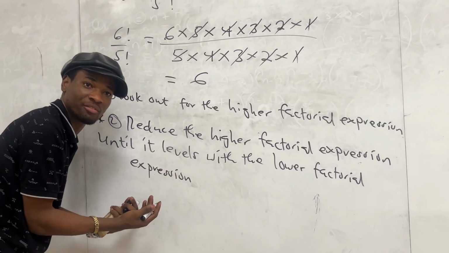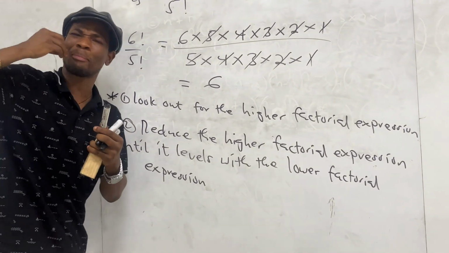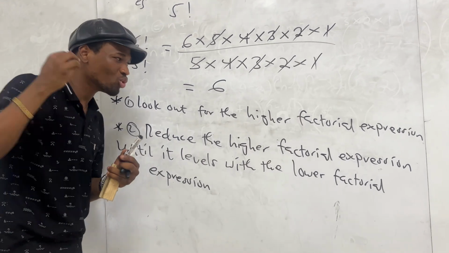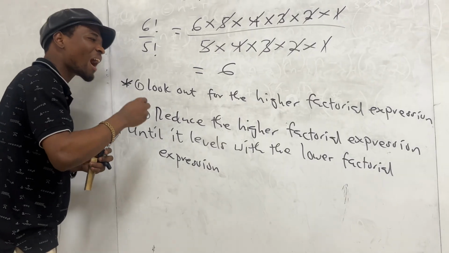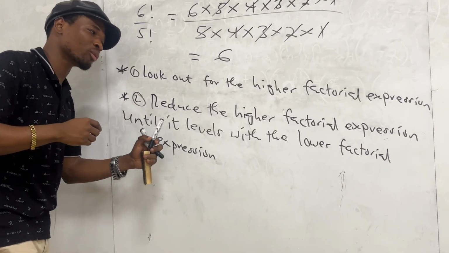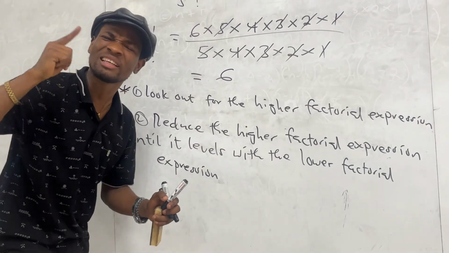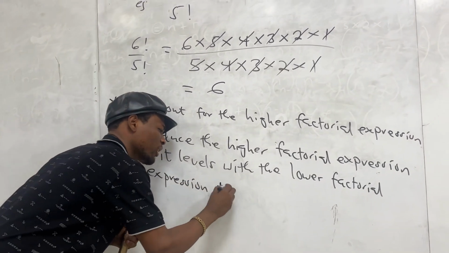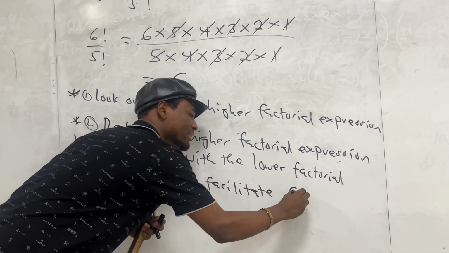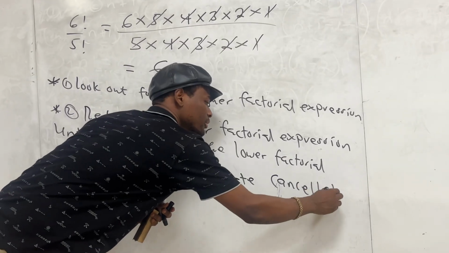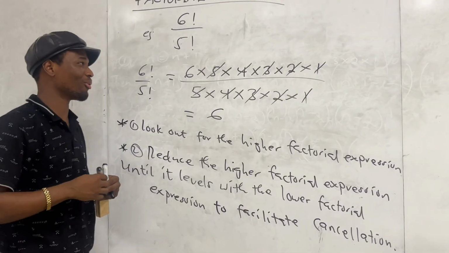Why are we doing this? Viewers, please, we don't memorize mathematics. You should be able to appreciate. Whatever you do, there should be a reason. So we are reducing the higher factorial expression until it levels with the lower factorial expression to make cancellation easier, to facilitate cancellation. As simple as that.